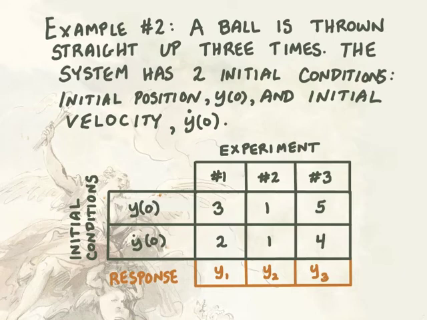We conduct this experiment 3 times, and shown below is a table showing the values of y0 and y dot 0 in the 3 experiments. The response to experiment number 1 we label y1, and the response to experiment number 2 y2, and of course for number 3 we label it y3. Now superposition will say that there must be a relationship between y3 and y1 and y2. What is this relationship?